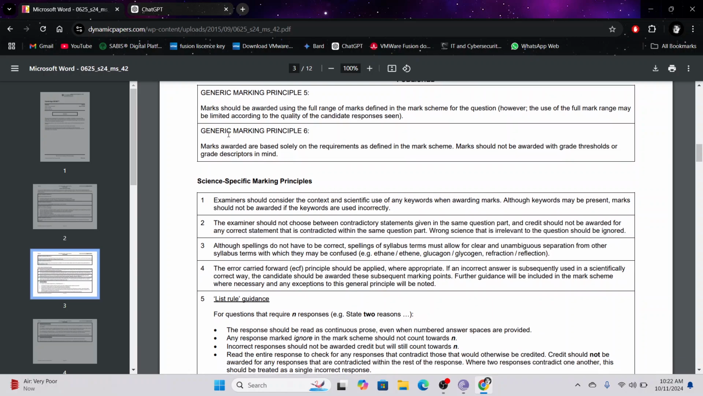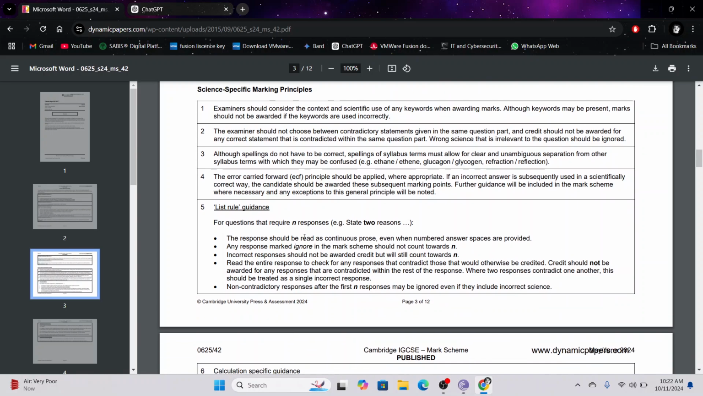As you can see, marks awarded are based solely on the requirements as outlined in the marking scheme. Marks should not be awarded with grade thresholds or grade descriptors in mind. So, just award with the marking scheme. For this one as well, honestly, I would recommend you read it yourself.